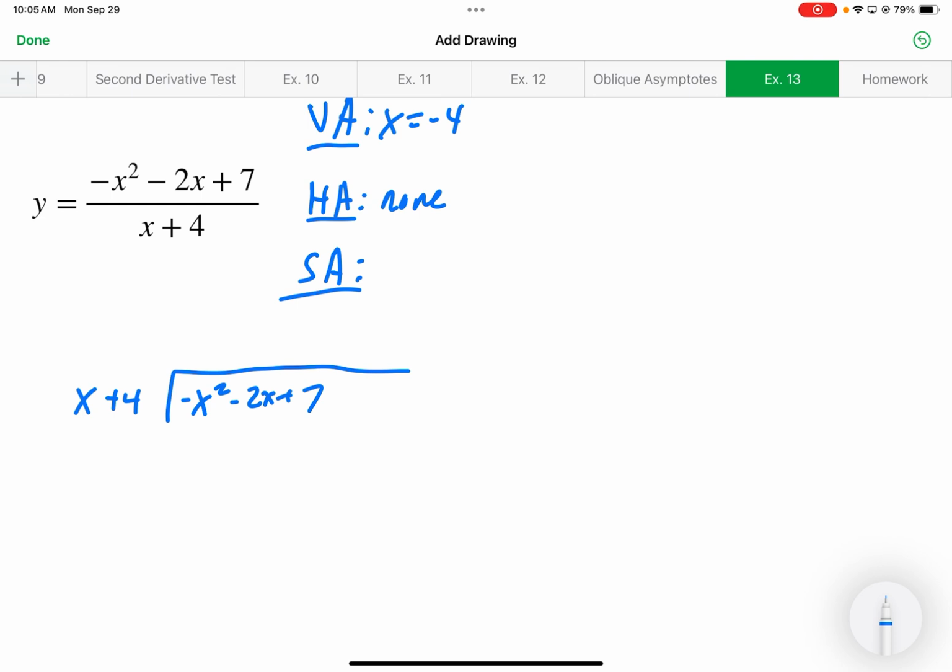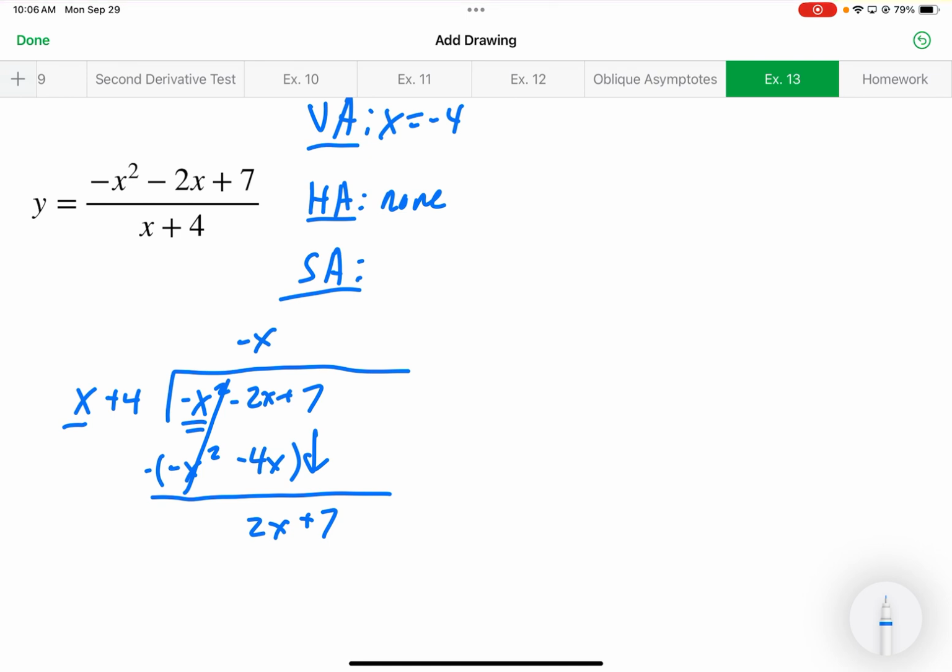And again, I try to figure out, okay, what multiplies by this term to equal this term right here? Negative x. Okay, and I put that above my other linear term. And then I distribute that to everything out in front. So negative x times x is negative x squared. Negative x times 4 would be minus 4x. And then I subtract. So my negative x squareds cancel out. Negative 2x minus negative 4x would be positive 2x. And then I bring down that plus 7.